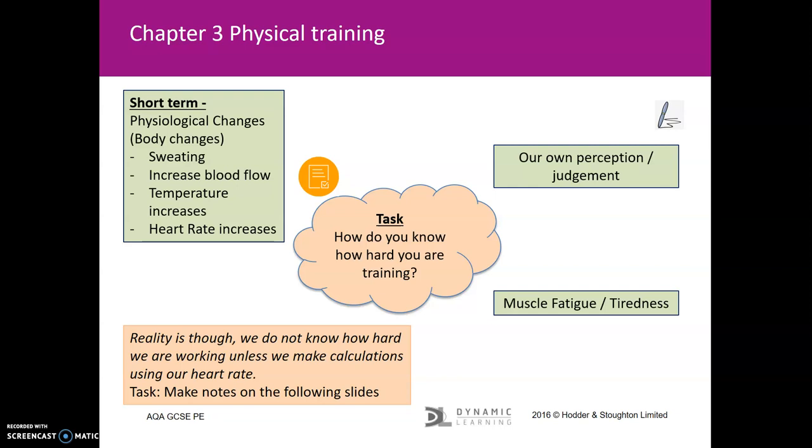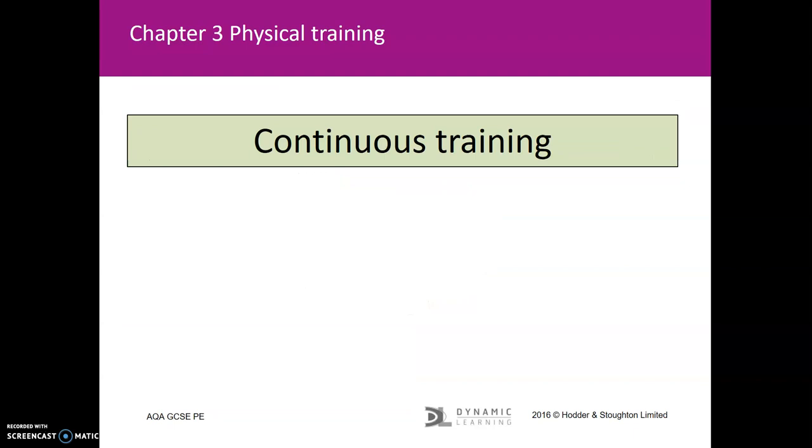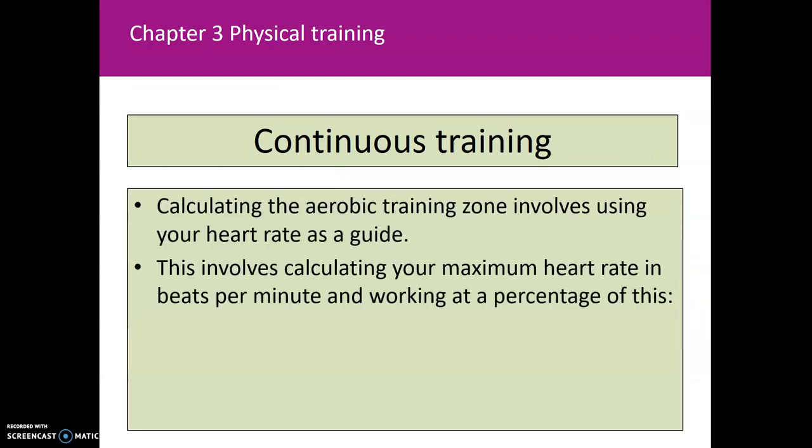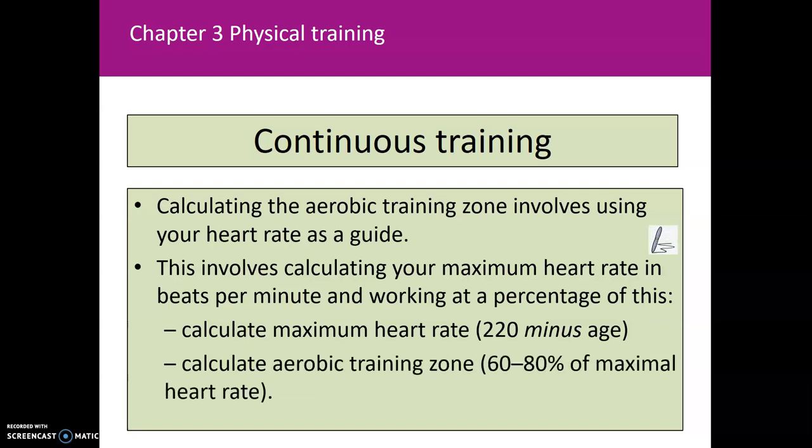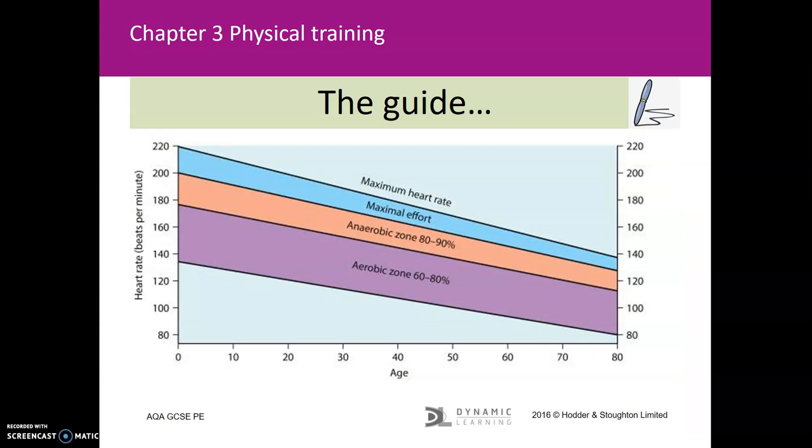So next couple of slides, I just want you to make some notes on training zones. First and foremost, if we look at continuous training, we calculate the aerobic training zone using our heart rate as a guide, and this normally involves working out our maximum heart rate, so us working at 100%, and that's referred to as 220 minus our age. And if we're looking to work in that aerobic capacity zone, that continuous training of trying to get oxygen to our working muscles, then we're looking to work between 60 to 80% of our maximum heart rate. And this is a diagram to demonstrate that.